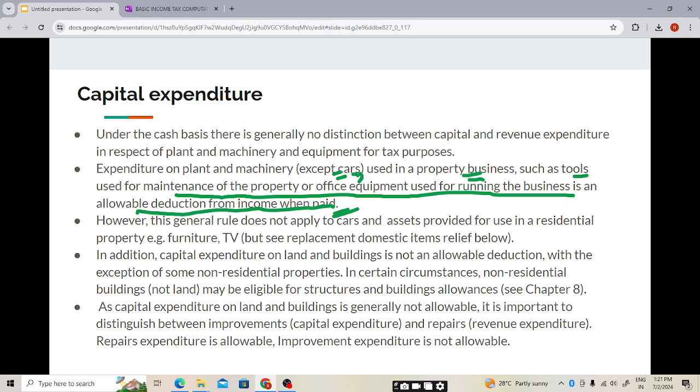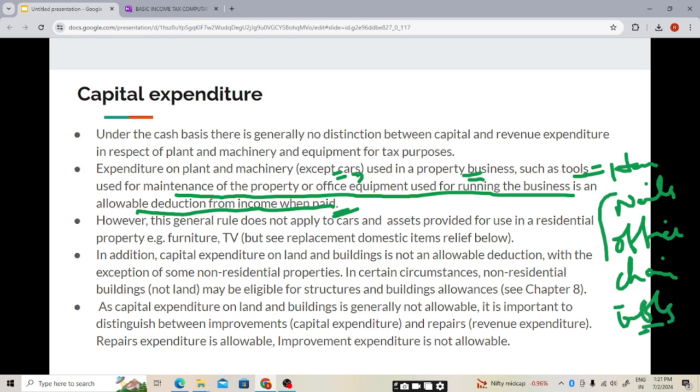But to run your property business, you will need some tools like hammer, nails, and some small office space. In that office you will have chairs and tables. Whatever these expenses are, they are allowed expenses. These will all be of small amount.